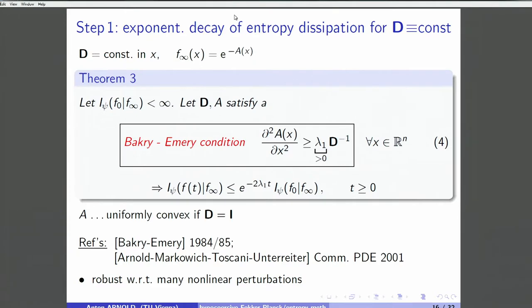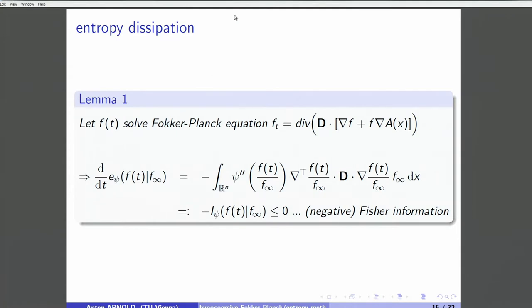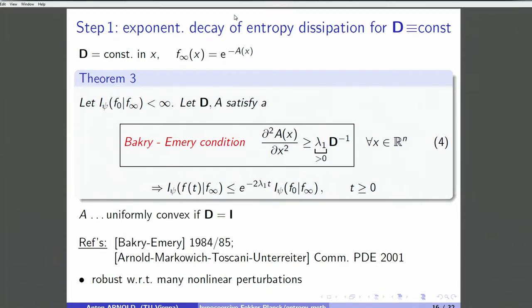Such an entropy method always proceeds in two steps. The first step is that you want to show the exponential decay, not of the entropy, but rather of the entropy dissipation. So assume that initially the entropy dissipation functional is finite, and assume for the equation that I had on the previous slide, with this diffusion matrix and this drift potential A, that these two input variables satisfy the so-called Bakry-Emery condition. Here we have the Hessian of our potential in the equation that should be bounded below by the inverse of the diffusion matrix. At the moment, the diffusion matrix is regular, so this makes sense.